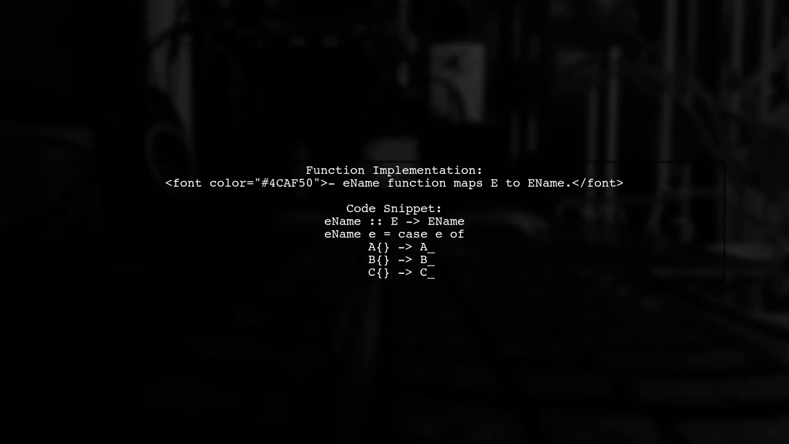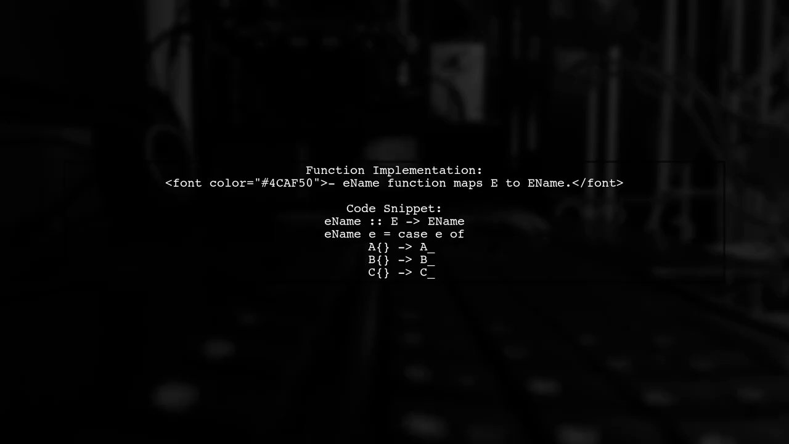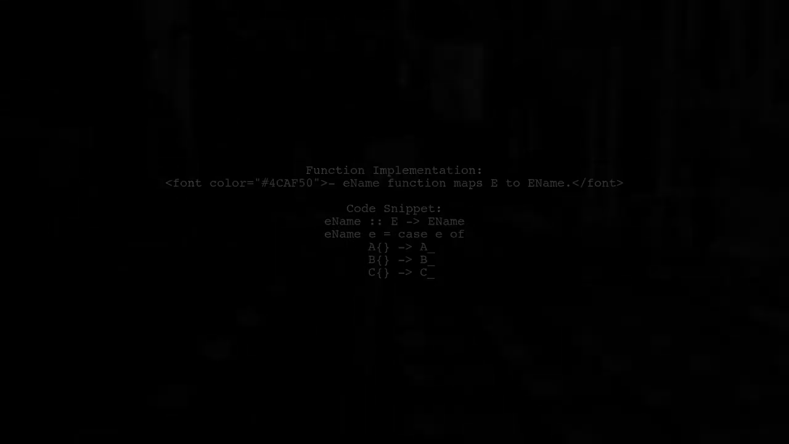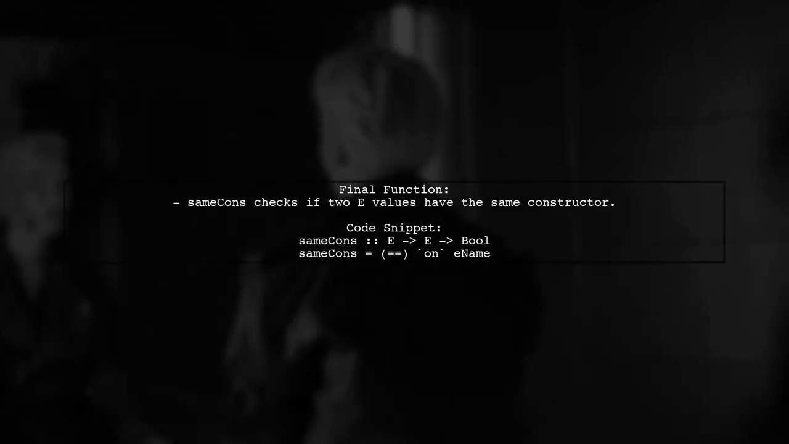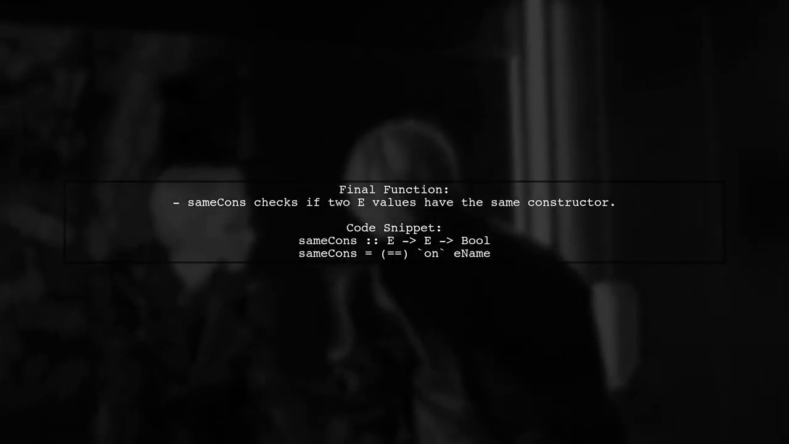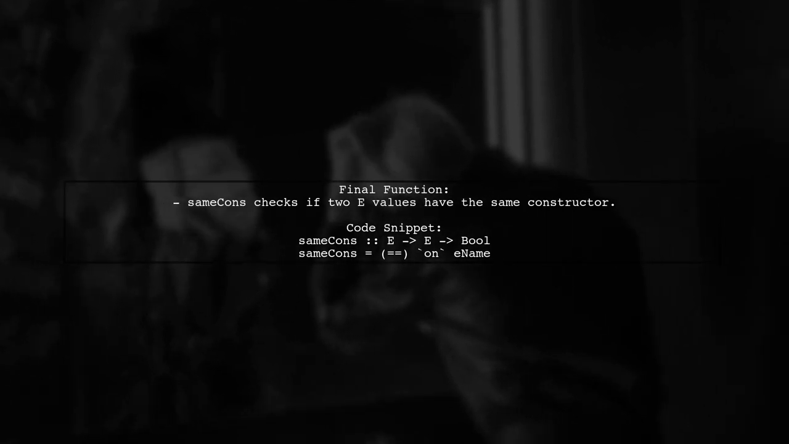Next, we implement a function called ename that maps each value of type E to its corresponding EName. This allows us to easily compare the constructors. Finally, we define the sameCons function, which checks if two values of type E have the same constructor by comparing their EName representations.